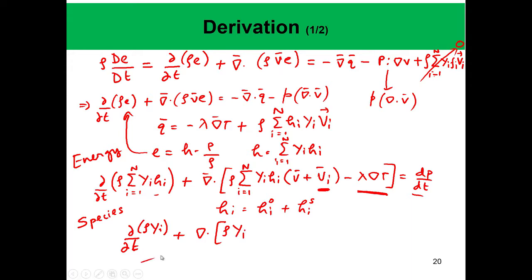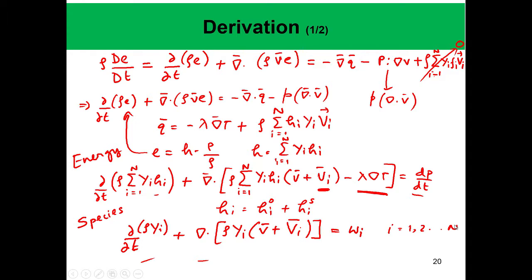transient term, and this will essentially contain the convection term of the species, Yi times the velocity vector, the species convected by the bulk fluid velocity, plus the species crossing the control surface or the element here due to the species diffusion velocity, capital Vi, and that is equal to the reaction rate term. Once again, this is W and not omega, and both equations go from i equal to 1 to n.